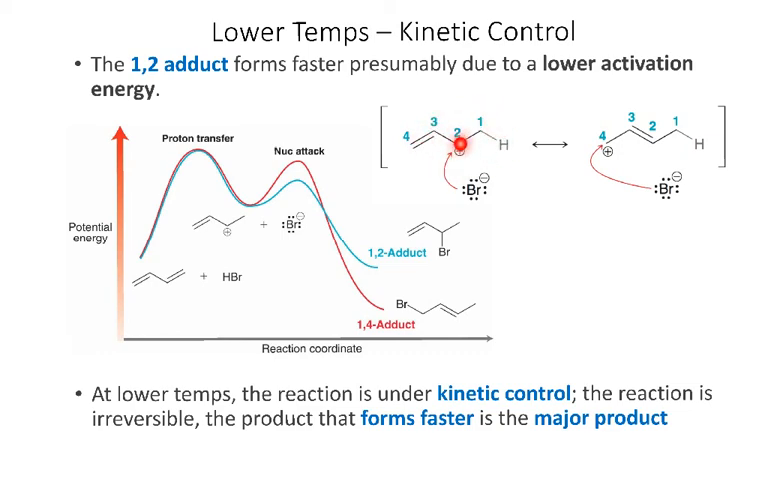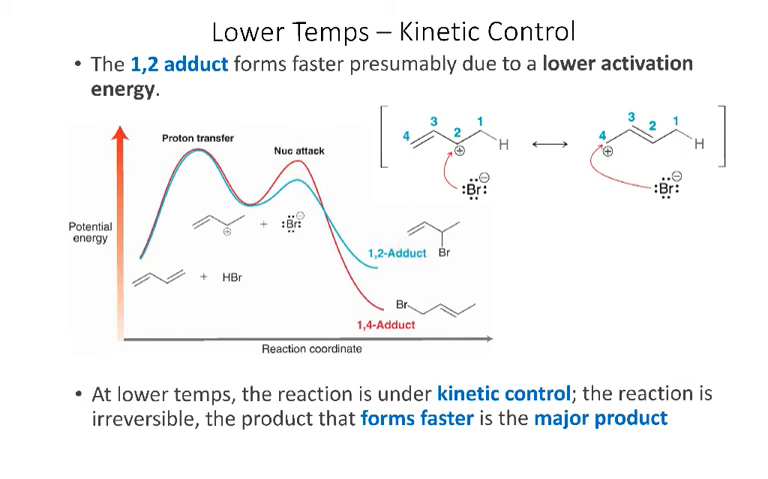And so the transition state is going to look more like this resonance structure where we have a secondary carbocation. When the bromine attacks here, the transition state for that process is going to look more like a primary carbocation. And we know that a secondary carbocation is more stable than a primary carbocation. And so for that reason, the transition state for the formation of the 1,4 product is higher than the transition state for the formation of the 1,2 product.